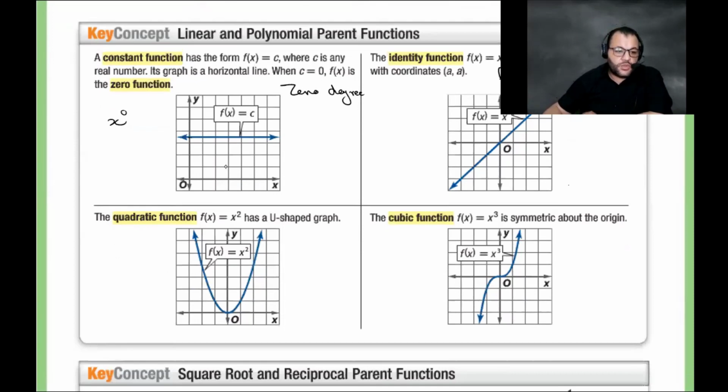For the third one, defined by the quadratic function, where x is raised to the power 2, defined by f of x equals x to the power 2, and the graph would be a U shape.